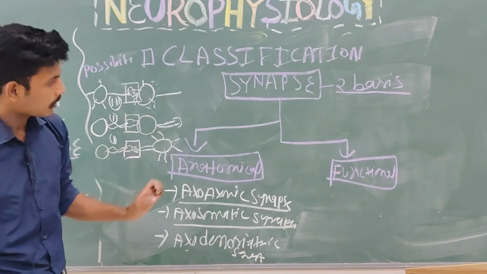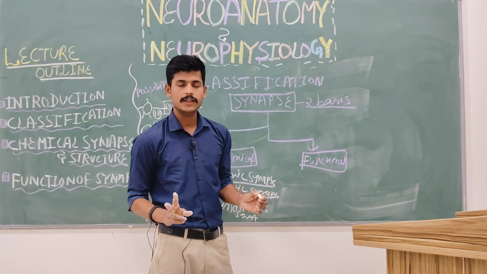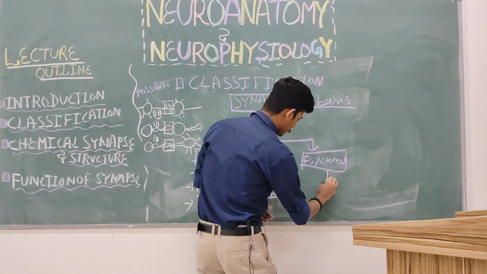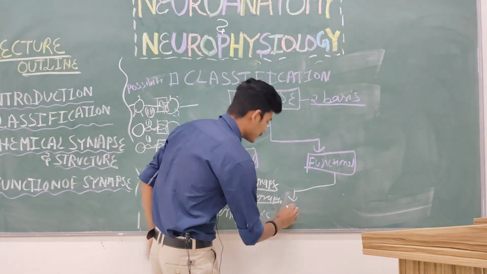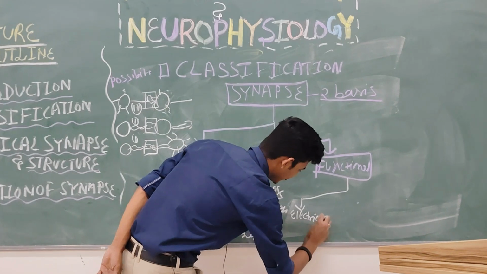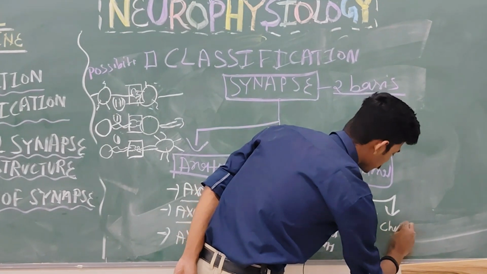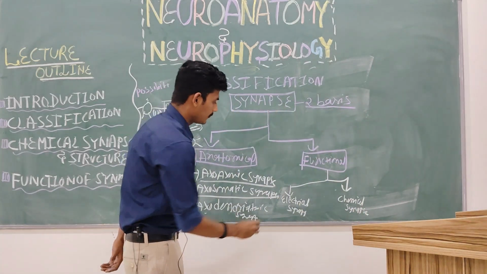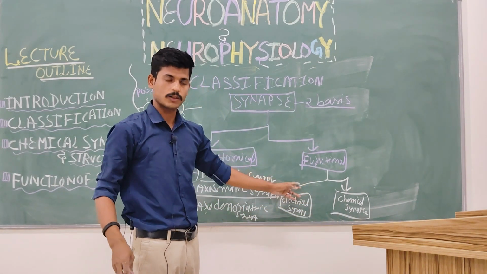Now come to the functional classification. The functional classification is of two types. The first type is the electrical synapse, because why I am writing it first, I will tell you. The second type is the chemical synapse. The basis is the functional.